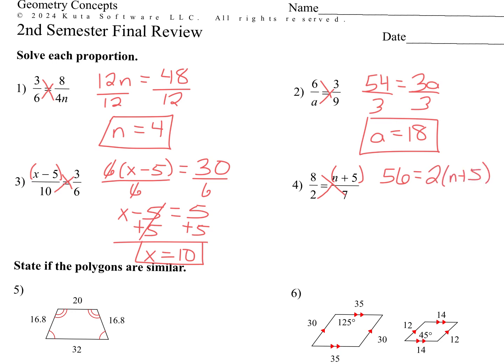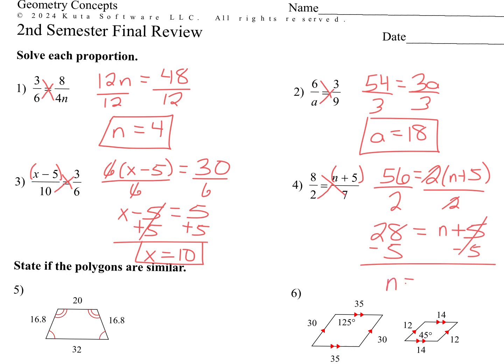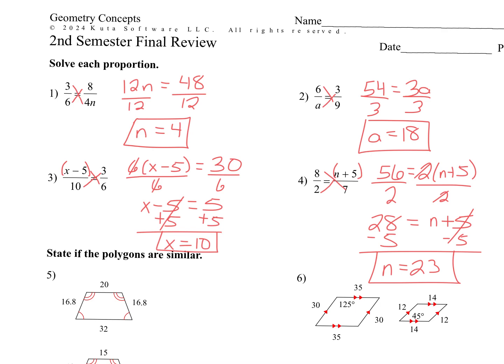What's the trick I showed you? Divide by 2. Yep. Divide by 2 on both sides. So I get 56 divided by 2 is 28. N plus 5. And then what's the last step I can do? Subtract 5. Yep. Subtract 5 on both sides. 23. So you get n equals 23. So when the proportions are already set up for you, you're just going to cross multiply.